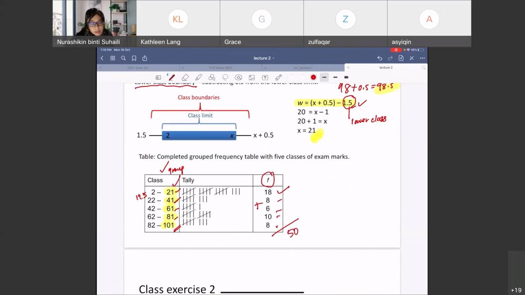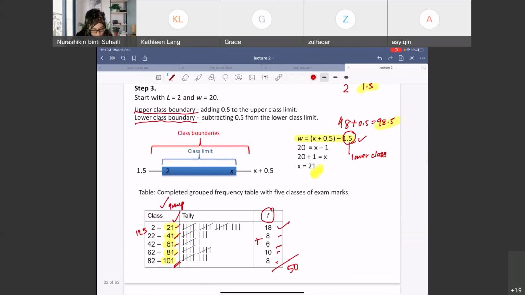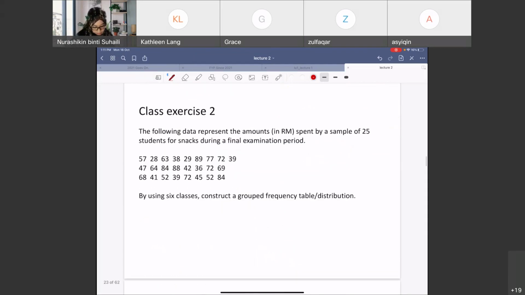Okay, so that is the group frequency table. I'm sorry that I don't give the example for the first one. I just give this example. First, you construct the group and then you determine the frequency. So you can see the difference between group frequency table and ungroup frequency table. Ungroup, we don't have classes. We just count one by one. Okay. Any question for this? You can try the exercise here by yourself.